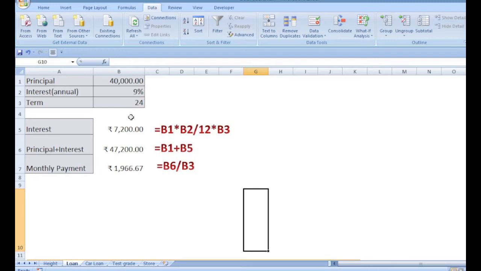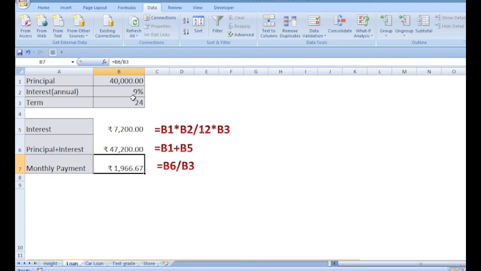Now we see another example involving loan calculation. Imagine that the bank is offering an interest rate of 9% per annum for a period of 24 months and you would like to borrow rupees 40,000. Using this above information, the bank calculates the interest using this formula. Principal plus interest is this much and the monthly payment is 1966, which is nothing but B6 divided by the term. If we decide to pay a monthly repayment amount higher than the prescribed, I may want to change either the principal amount or the interest or the term.